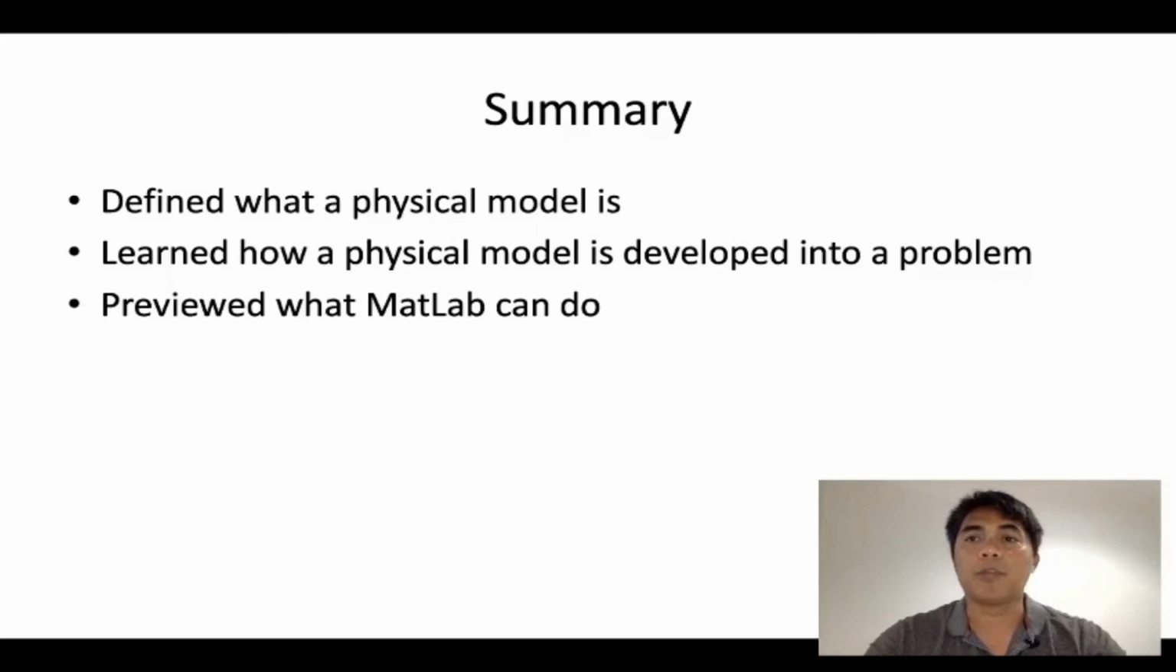I hope you've caught up with our video lesson for today. We set out to define what a physical model is, and I believe we've done that. We've also learned how to develop a physical model. We've used the coronavirus spread as an example, as well as the falling parachutist. You've also been introduced to the double pendulum, and I hope that you are looking forward to numerically solving the problem yourself. You've also been given a preview of what MATLAB can do.